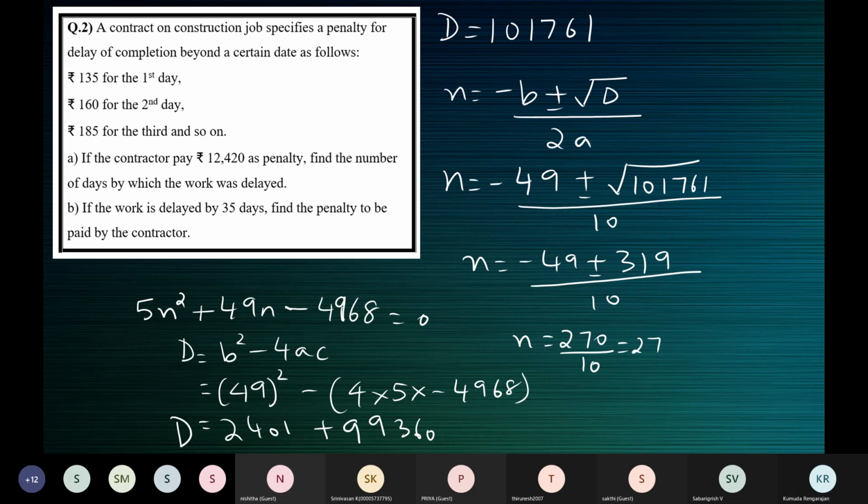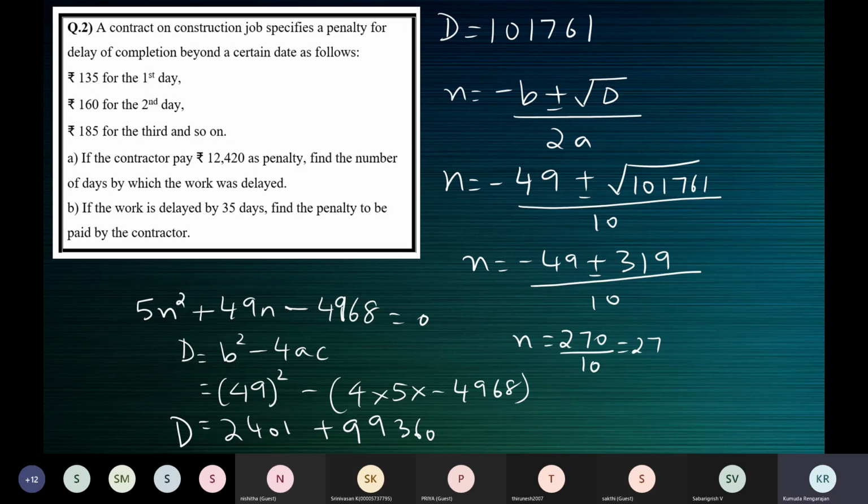So A35 represents the penalty that is paid by the contractor for the 35th day, only for that day. The penalty for the 35th day is A35. But the penalty for all the 35 days is S35, which is A1 plus A2 plus A3 plus A4, and so on till A35. The penalty for 35 days is S35. The penalty for the 35th day is A35. Very good, children.